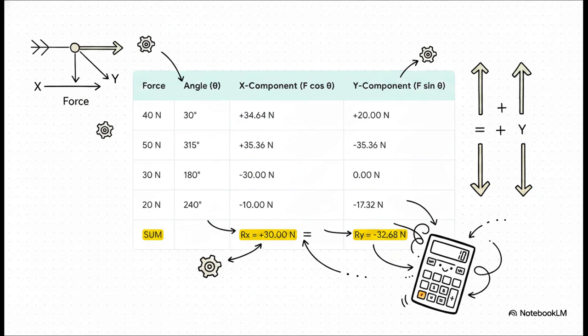And here's where it all becomes simple arithmetic. Once every single force is resolved into its x and y components, you just add them up. Look at the table here. We can totally ignore the original angles now and just sum up that x component column to get our total horizontal force, Rx. Then we do the exact same thing for the y component column to get Ry. All of a sudden, a complex geometry puzzle becomes simple addition.